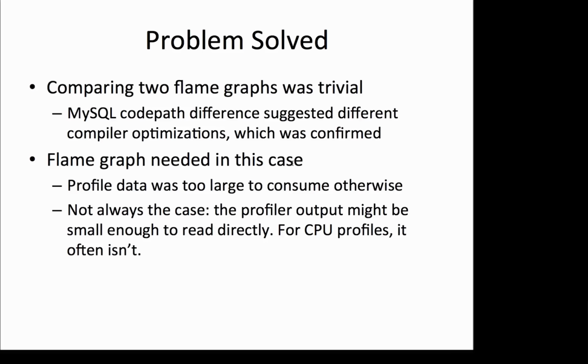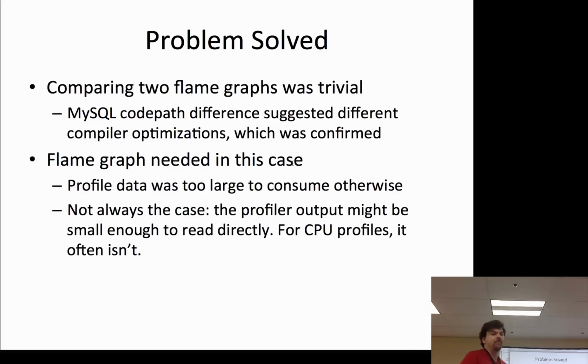So that was great. Comparing, I did the same thing on Linux, so I was able to compare two flame graphs. The difference between them actually showed compiler optimizations. Even though it's the same version of MySQL, I could see that on the Linux flame graph, the hot code path was missing a frame, but on my SmartOS flame graph, the same code path was taller. It had an extra frame in there.